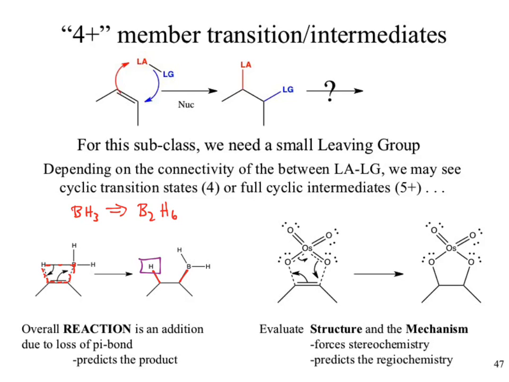Can we scaffold even higher up to the 5-membered or even 6-membered? Yes. The example being shown here is osmium tetroxide. What happens is our pi bond comes out and attacks. We have a pi bond to that oxygen, which means that oxygen needs a leaving group. That leaving group is those pi electrons.